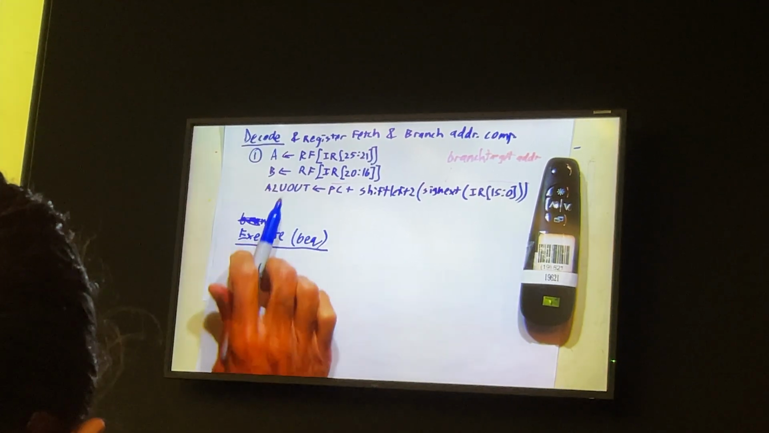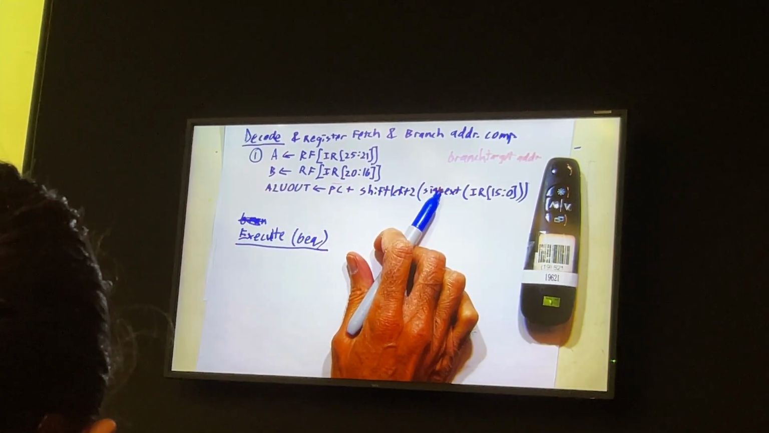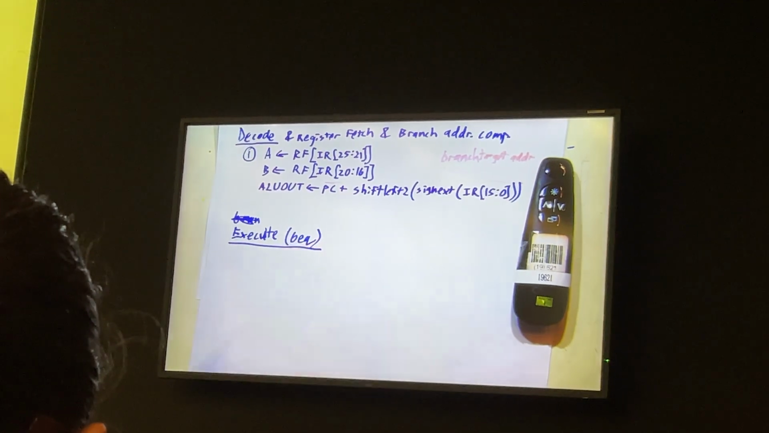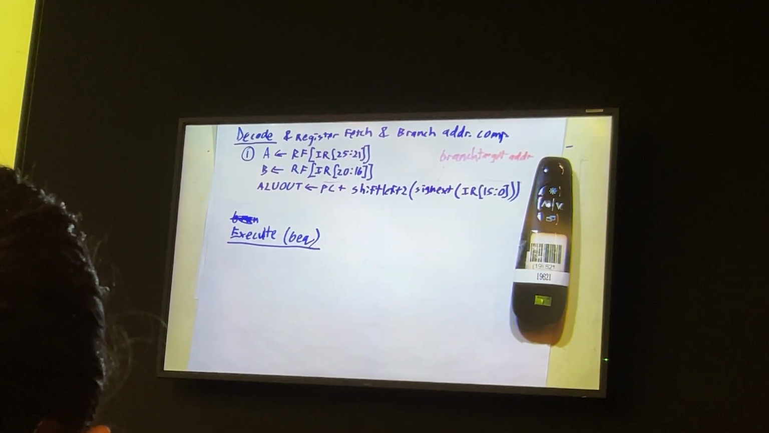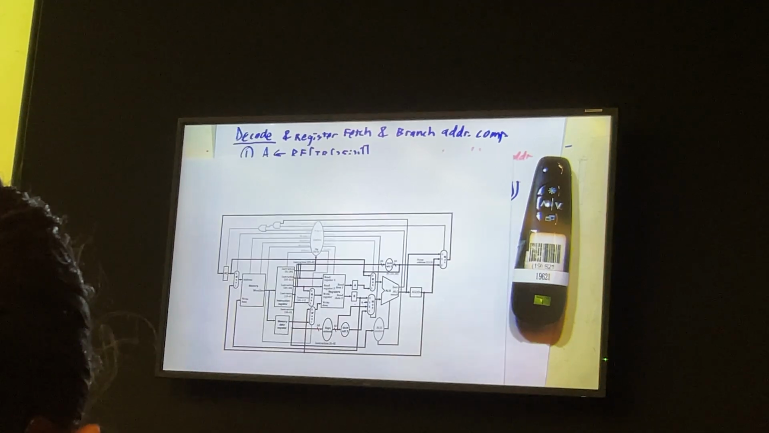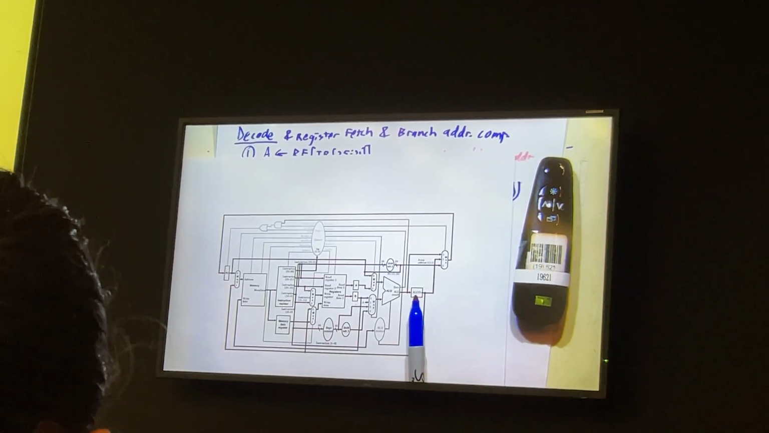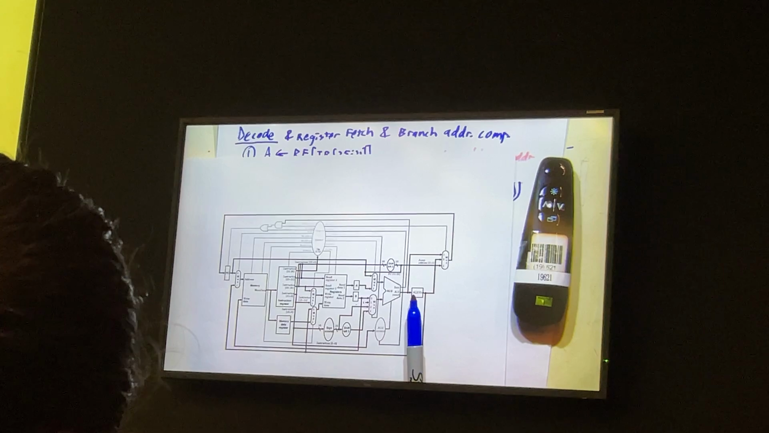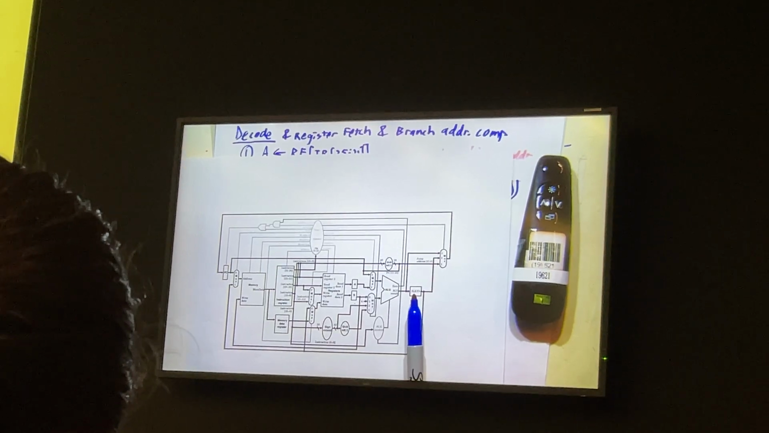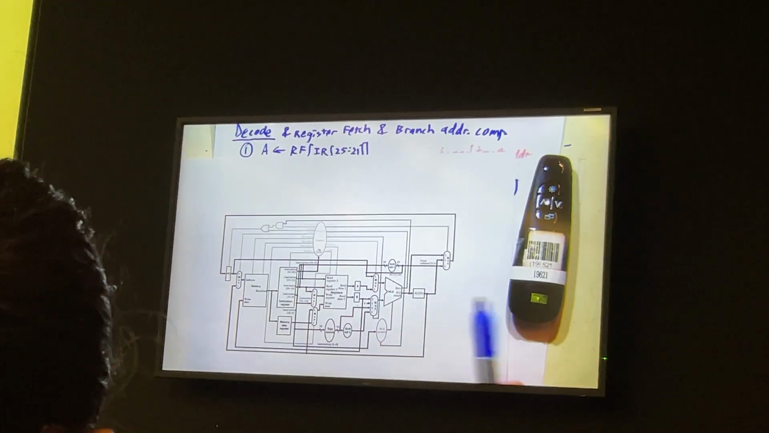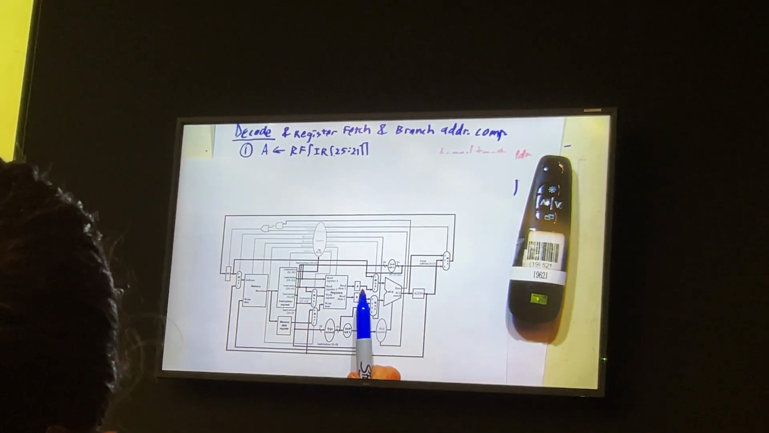Remember, in the decode phase, we already have the branch target address in ALU out. So where are we at? We have the target address in ALU out. So the only thing that we have to do is decide if A equals B. And we also have the two registers we're comparing in A and B.